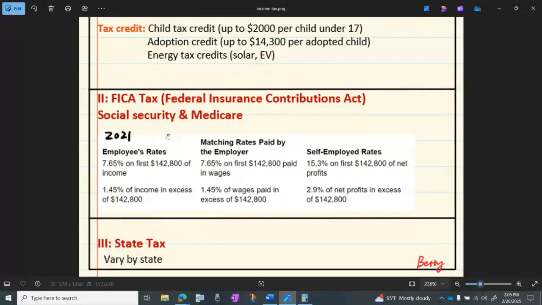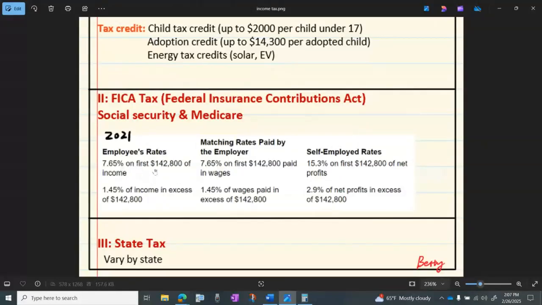When you need to consider how much FICA you pay, you need to ask yourself: are you an employee with an employer, or are you self-employed? If you are self-employed, you have to pay yourself as the employee and pay yourself as the employer. That's the reason the FICA rates here, 15.3%, is twice of 7.65%. You have to pay twice. But if you are an employee, your employer pays 7.65%, and you yourself pay 7.65%. Okay?